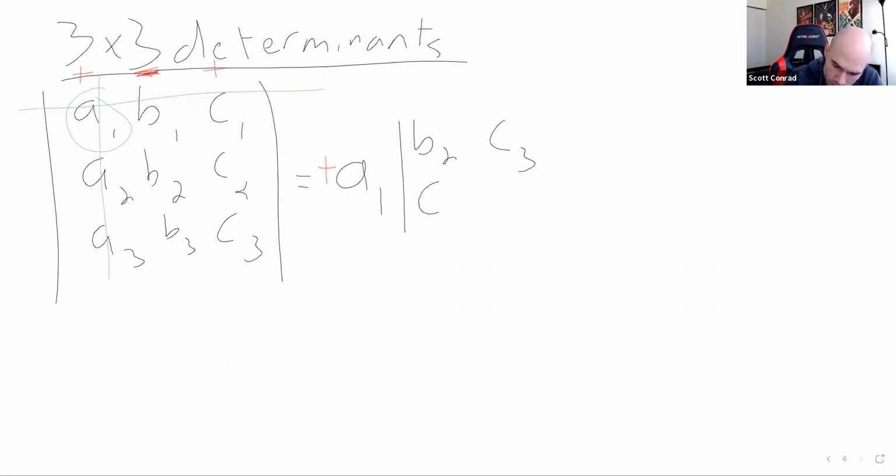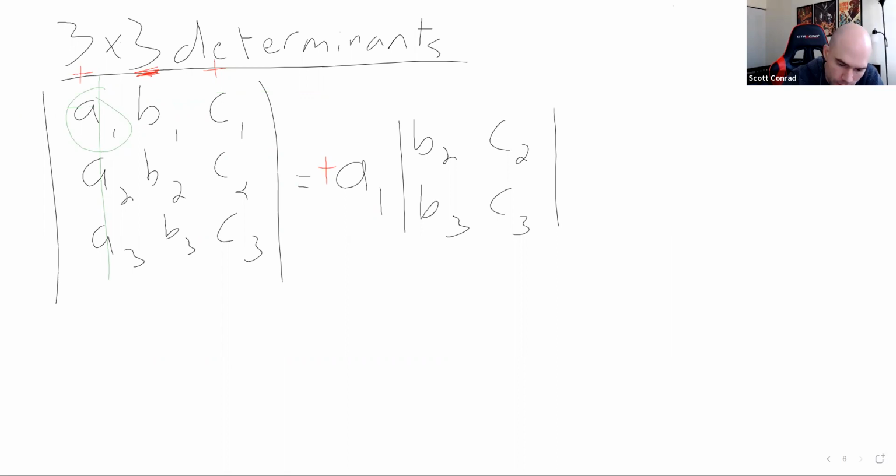B2, C2, B3, C3. So we have positive A1, the first entry, cross out the row and column, multiply by the determinant of the remaining array. Then we do that for the second entry, B1, and then for the third entry, C1.